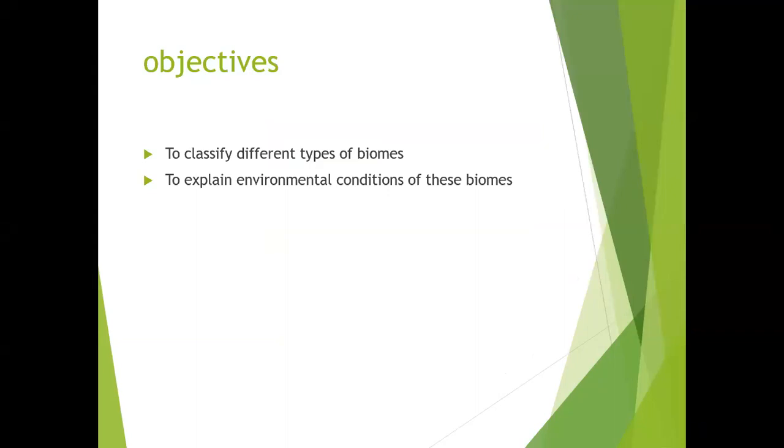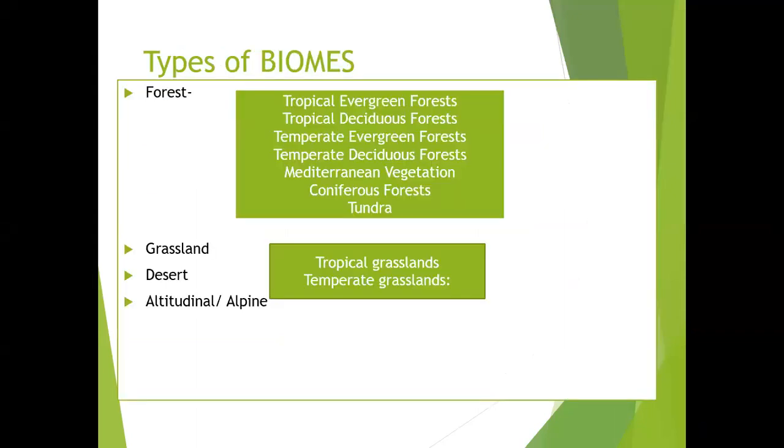In this lecture, we'll be continuing biomes and their adaptation. So the main objective is to understand or to classify different types of biomes, and second, to explain the environmental condition of these biomes. In the last lecture we tried to understand what a biome is. I'll repeat once again. A biome is a large area with distinct climatic condition.